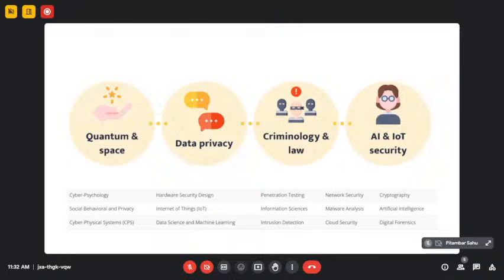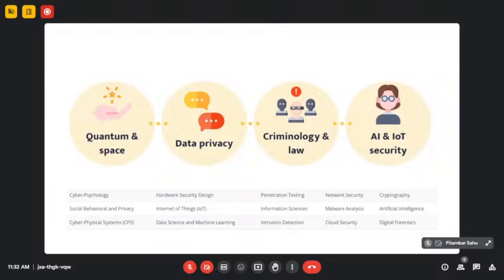Cyber psychology is one area where lots of research is being done on social behavior and privacy. Also cyber physical systems, CPS, hardware security design, Internet of Things, data science and machine learning, and penetration testing, because right now lots of research is going on in penetration testing, intrusion detection, and network security, and cloud security, because how do you secure your cloud network?